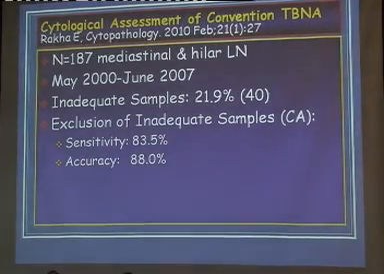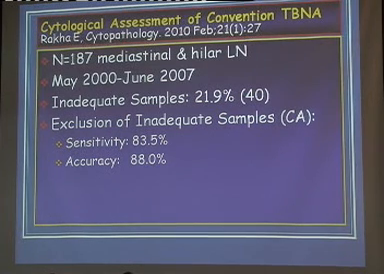So once again, what is the importance? What is the basis? Let me show you the importance based on this particular study. It is a very interesting and very recent study, from 2010. 187 mediastinal and hilar lymph nodes were aspirated with transbronchial needle aspiration, a 7-year experience, as you see here. There were 21 to 22% negative or inadequate samples.